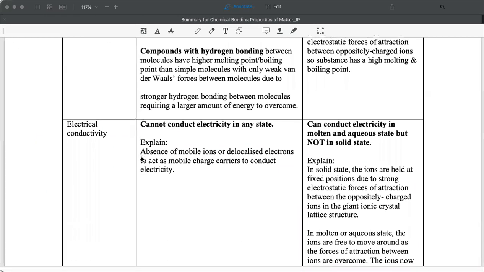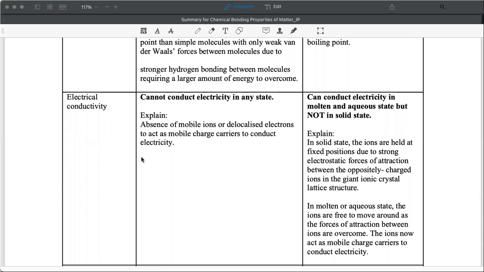Now, moving on to electrical conductivity. For simple molecules, in general, they cannot conduct electricity in any state. There are exceptional cases, but in general, they do not. So the reason is absence of mobile ions or delocalized electrons. Both must be mentioned. You cannot neglect any one of them. And the important keyword that must be mentioned when it relates to electrical conductivity is absence of mobile ions or delocalized electrons to act as mobile charge carriers. This is very important.